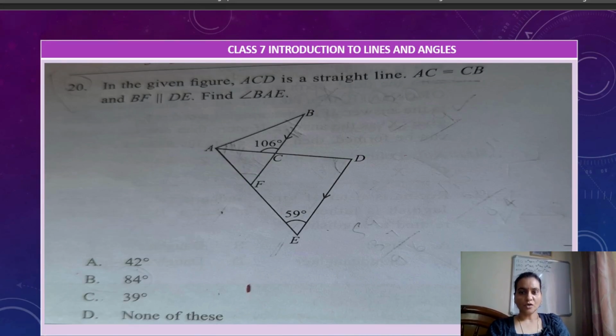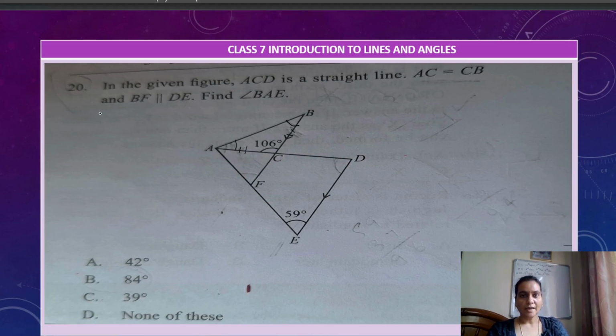So this is one more Olympiad question. ACD is a straight line where AC is equal to CB. So this is equal to this line, I mean AC is equal to CB. So this triangle that you see, ABC triangle, it is an isosceles triangle. So these two angles will be definitely equal to each other. Now we will use it.